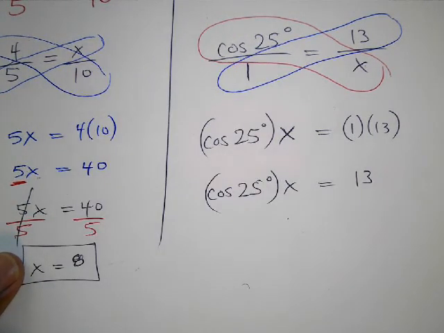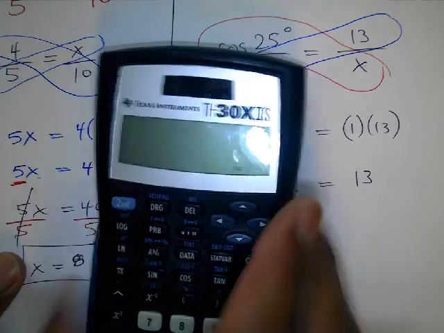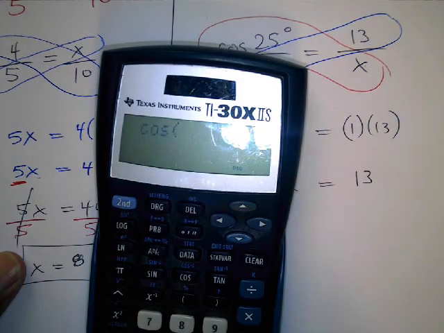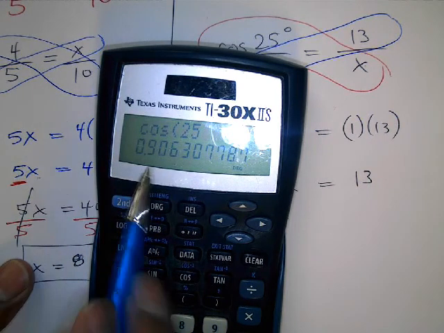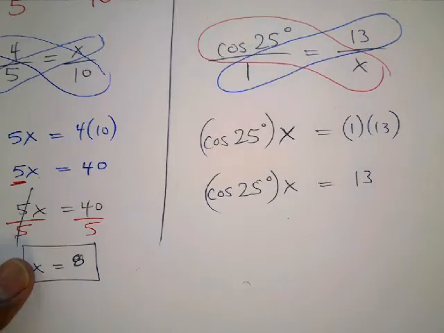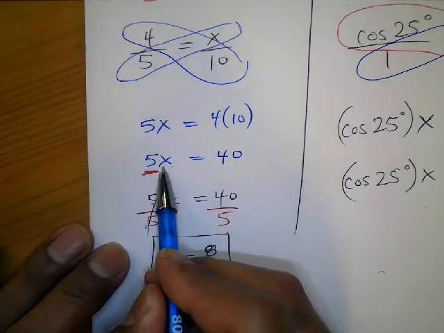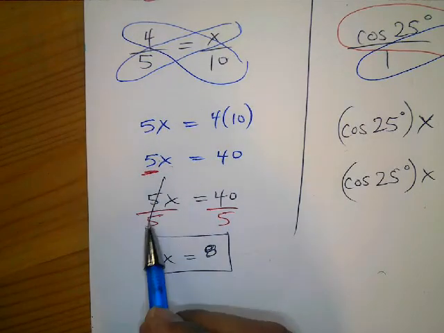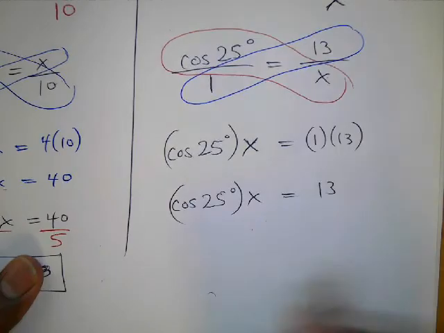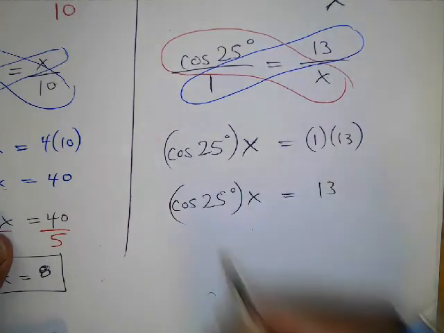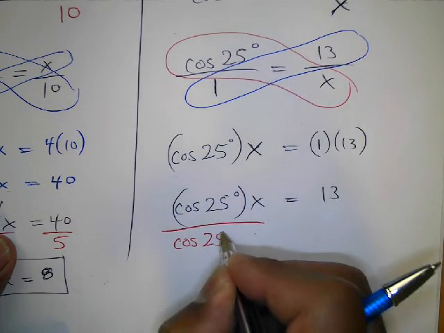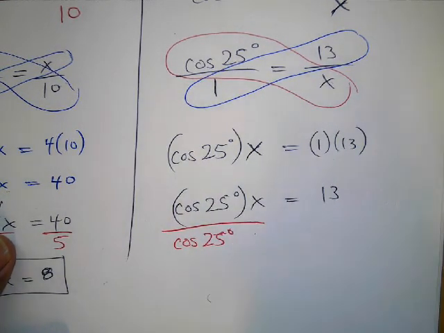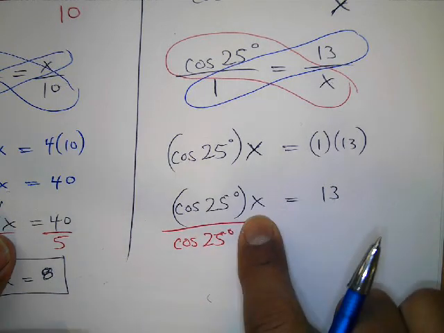I don't know what this number is. I mean, I can figure it out in my calculator, but right now I really don't need to. Whatever this value is in the calculator, I don't need to write it right there. You could if you want. What's cosine of 25? You see, it's that decimal, whatever it is, but it's just a number. So just like you have a number here in front of x and you divide to get x by itself, we're going to do the same thing here. You're going to divide by what? By this, by cosine of 25.